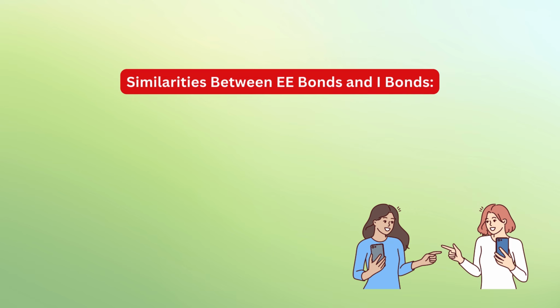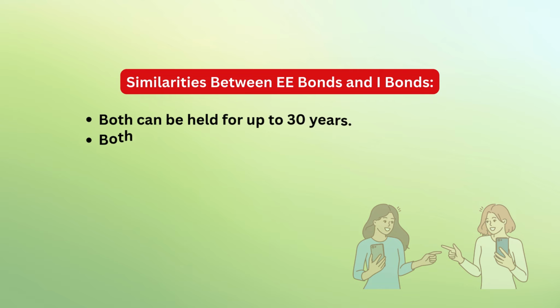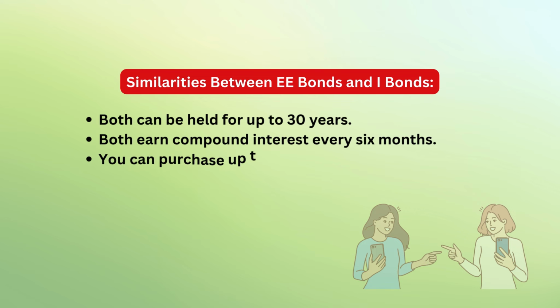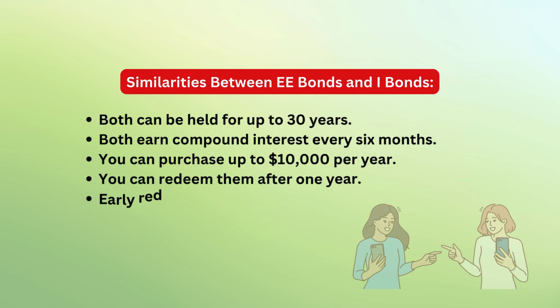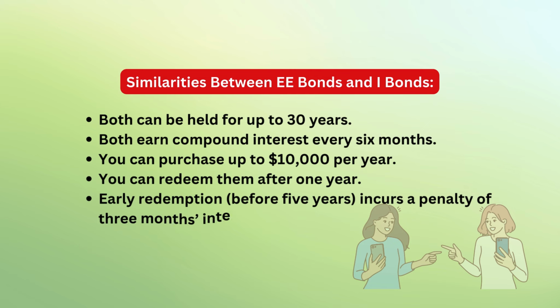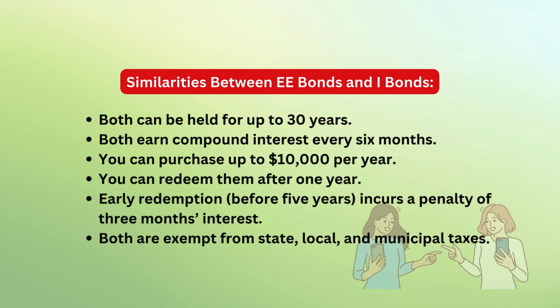Similarities between EE bonds and I bonds. Both can be held for up to 30 years. Both can compound interest every 6 months. You can purchase up to $10,000 per year. You can redeem them after 1 year. Early redemption before 5 years incurs a penalty of 3 months interest. Both are exempt from state, local, and municipal taxes.